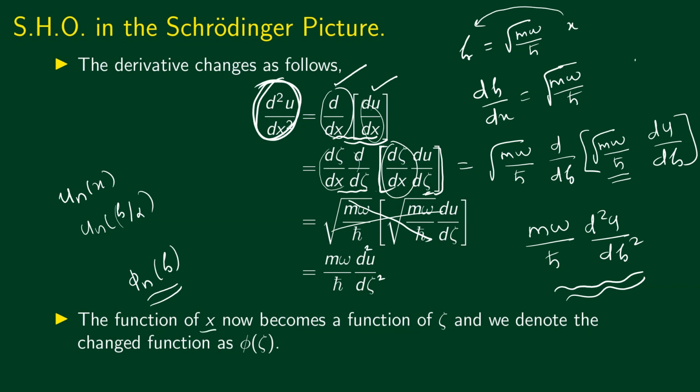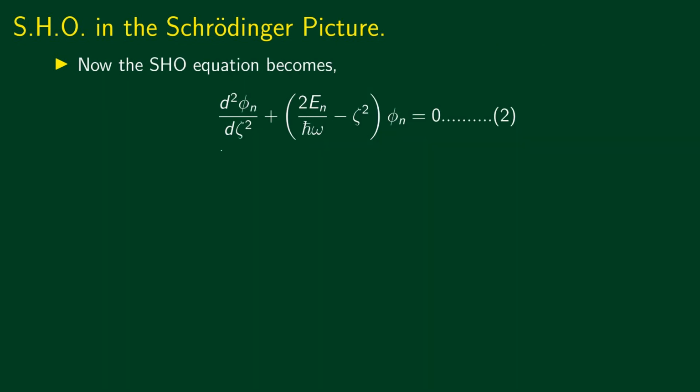All right. So the function of x now becomes a function of zeta, and we denote the changed function as phi of zeta. So we can now change d square u by dx square to m omega by h bar d square u by d zeta square. That's one thing that we'll do. And instead of un of x, we'll now write phi n of zeta. With these changes, the equation becomes d square phi n by d zeta square plus 2en by h bar omega minus zeta square phi n is equal to 0. Now this is how we did it.